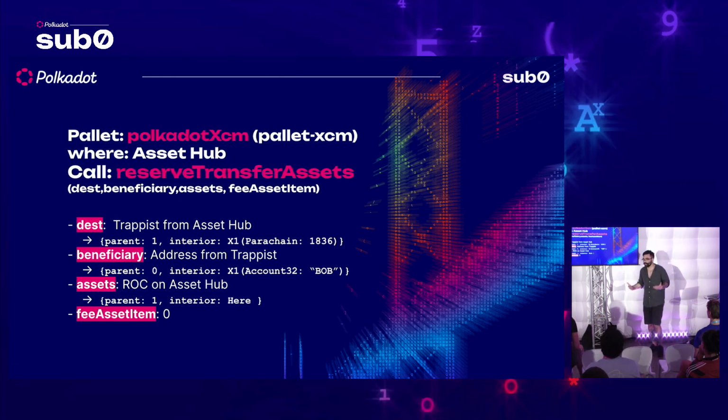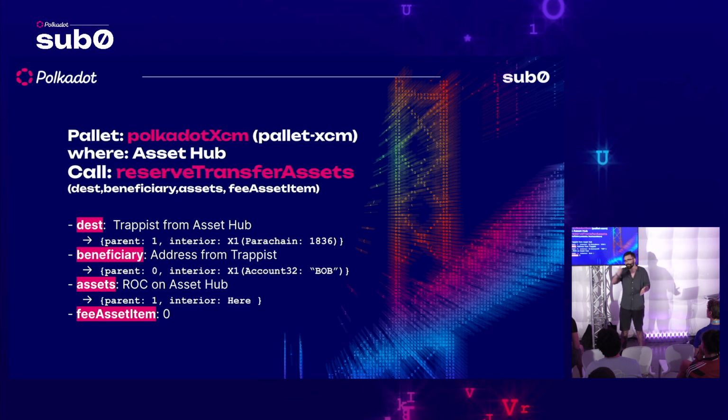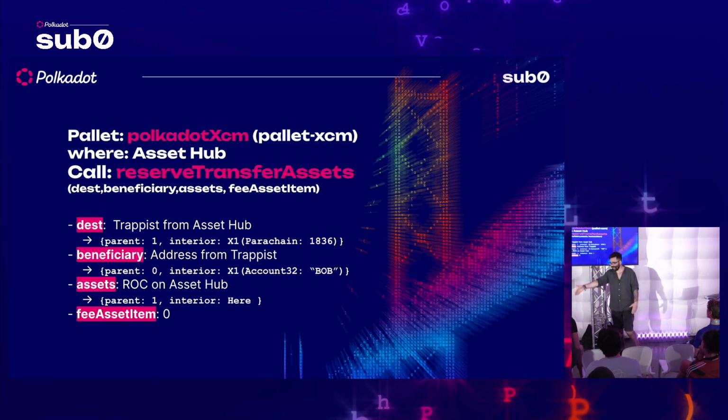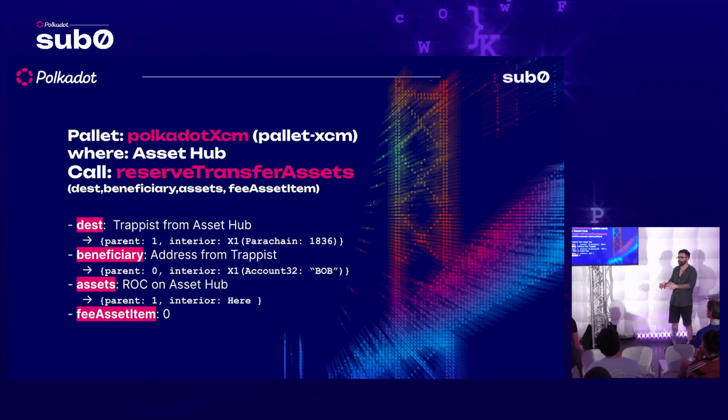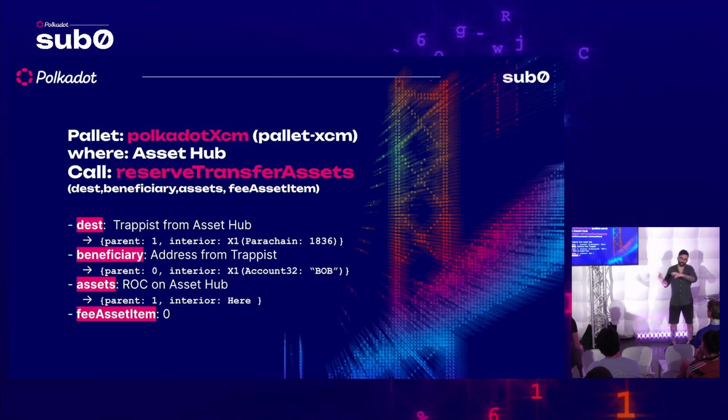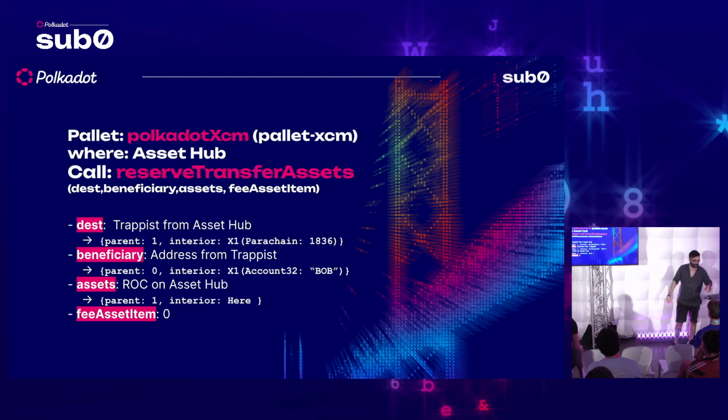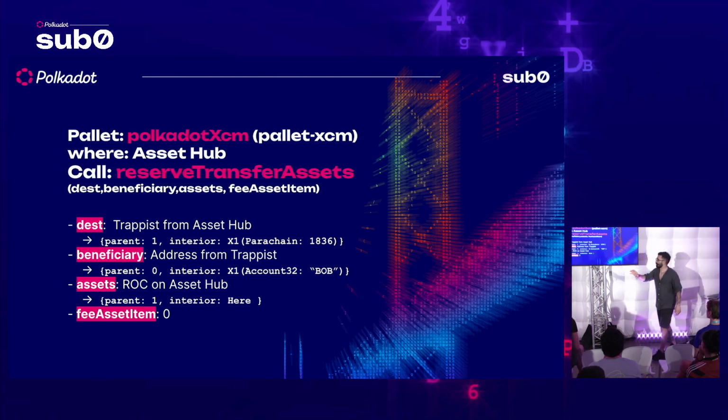I know this might not make sense. Why are you reserve transferring rocks to an account in Trappist when what you actually want to do is teleport Hops into Asset Hub? Well, let me get there.